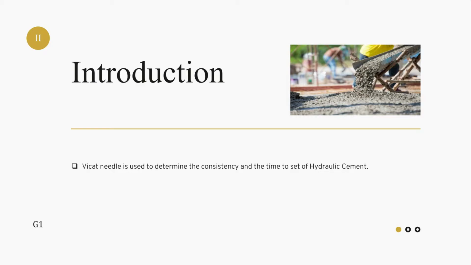Introduction. Vicat needle is used to determine the consistency and initial and final time to set of hydraulic cement or any type of cement we use for construction. Why is it important for us to understand why we perform this type of test? We perform this test since it helps us to understand the setting time of concrete or cement and also to inform the person responsible when it comes to decision making, which includes the duration of mix of the concrete cement, the duration of transport, and where to place and condense the concrete properly on the construction area.